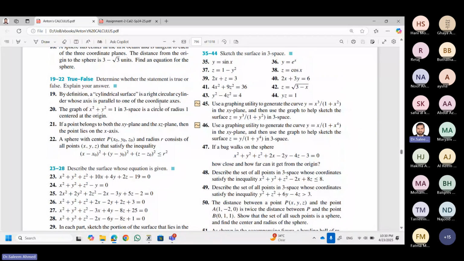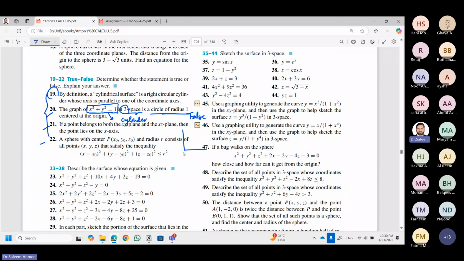Like in true false questions, a question can be that the graph... I wrote this in the assignment as well, right? These are true false questions. So for example, the graph of x square plus y square equal to 1 in 3 space is a circle of radius 1. This is false. The reason is that in 3 space, when one of the variables is missing, it's not a circle, it's a cylindrical surface. So when the circle becomes a cylindrical surface, it is a cylinder in 3 space, not a circle, right?